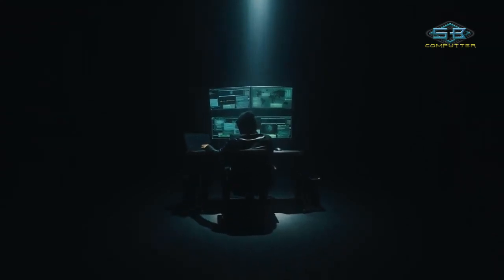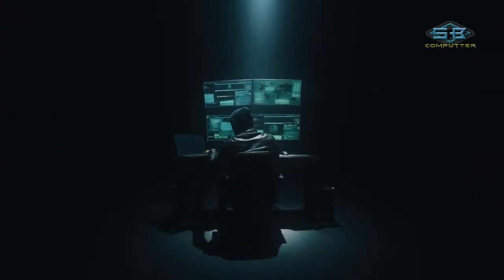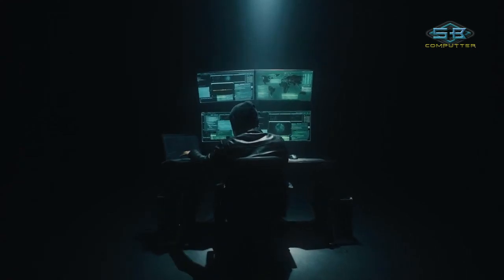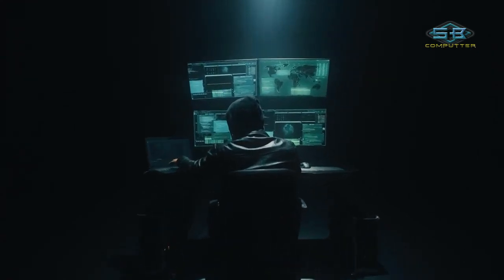Now, we will demonstrate the Mr. Tony scam at an advanced level. We are performing this to raise awareness about the evolving nature of cyber threats.